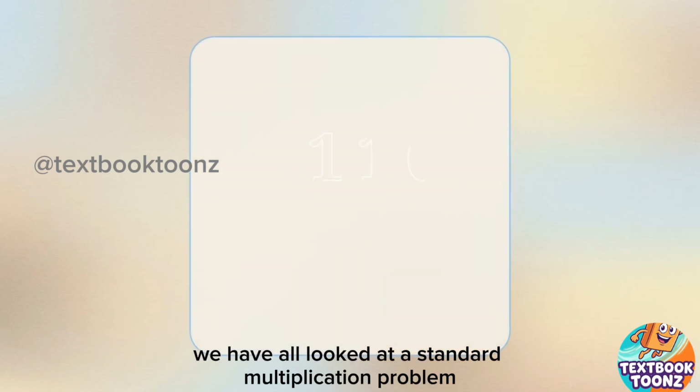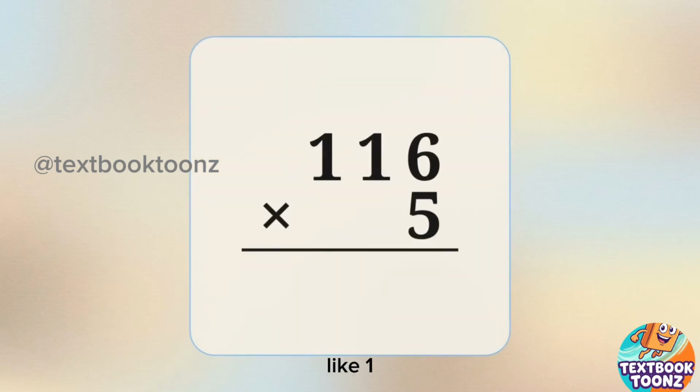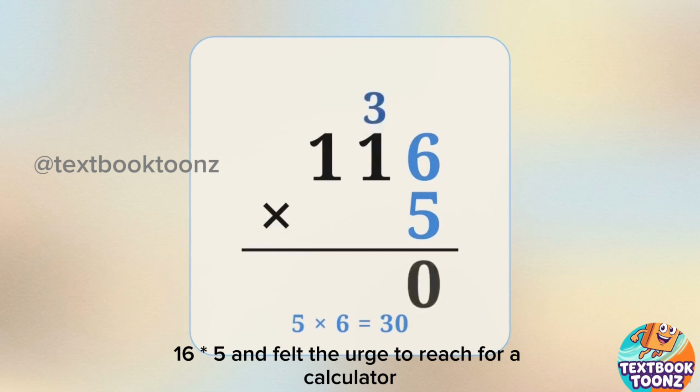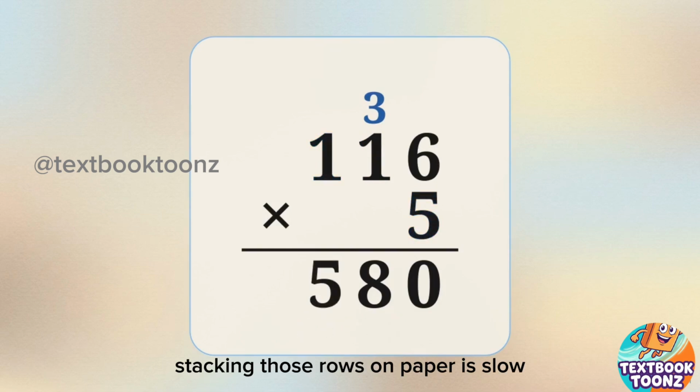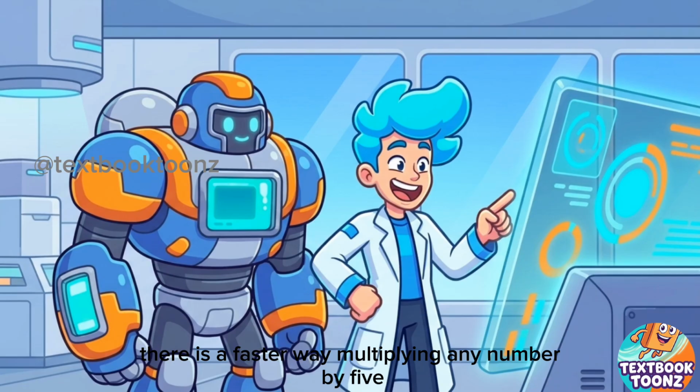We have all looked at a standard multiplication problem, like 116 times 5, and felt the urge to reach for a calculator. Stacking those rows on paper is slow and often creates more room for error. There is a faster way.